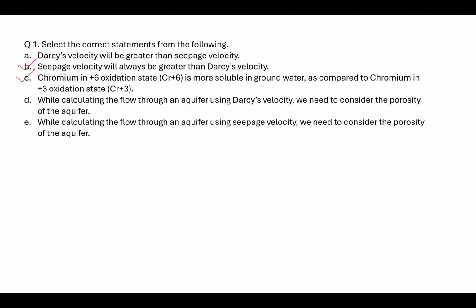So option A is, while calculating the flow through an aquifer using seepage velocity, we need to consider the porosity of the aquifer. So this statement is correct, that we divide the Darcy's velocity by the porosity to find out the seepage velocity. So porosity is considered in calculating the seepage velocity. So this option is also correct. So only D was not correct. The rest three statements are correct. So now let's move to the next question.